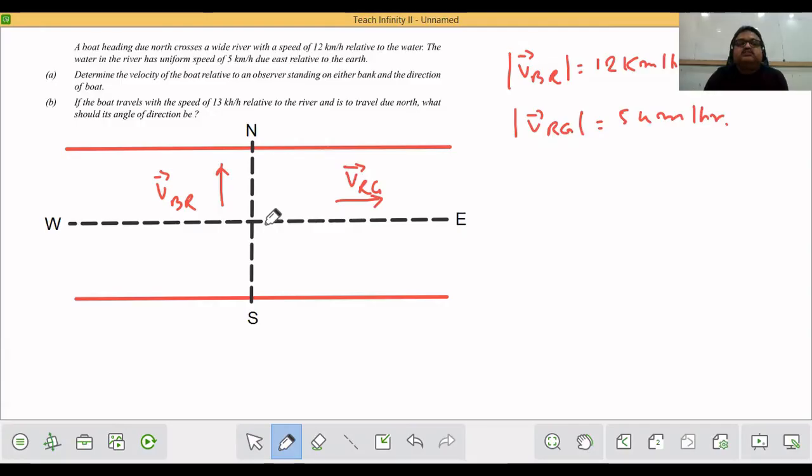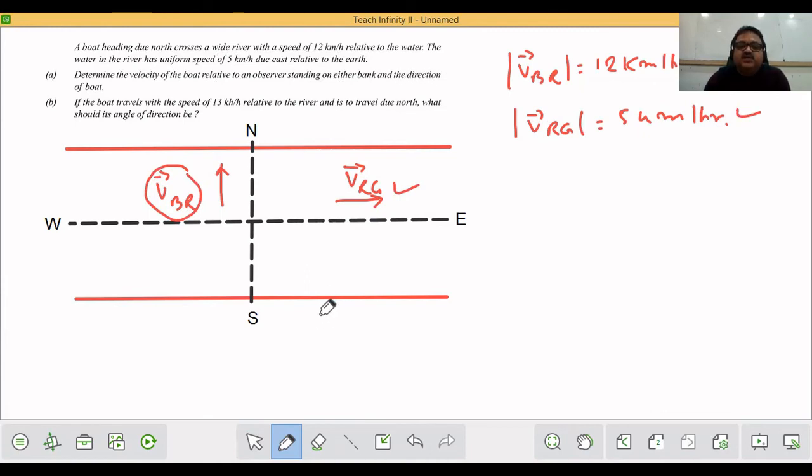Okay, look at this. A problem is given. A boat heading due north crosses a river with a speed of 12 km/h. Correct? So this is the velocity of the boat relative to the river. Correct? And this is given 12 km/h. The water in the river has a uniform speed of 5 km/h due east relative to the earth. So this is the velocity of the river with respect to the ground. Determine the velocity of the boat relative to an observer standing on either bank and the direction of the boat.